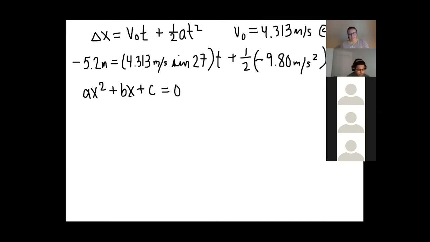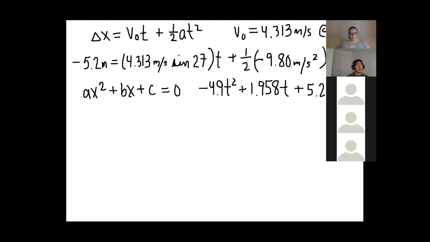In this case, if I rearrange the equation to look a little bit more like the ax squared, we get negative 4.9 t squared plus 1.958 t plus 5.2 is equal to 0. This is just if you multiply your values and arrange them all to be on the same side of the equation to make it look a little bit more like the format we recognize. This is the equation you would get.